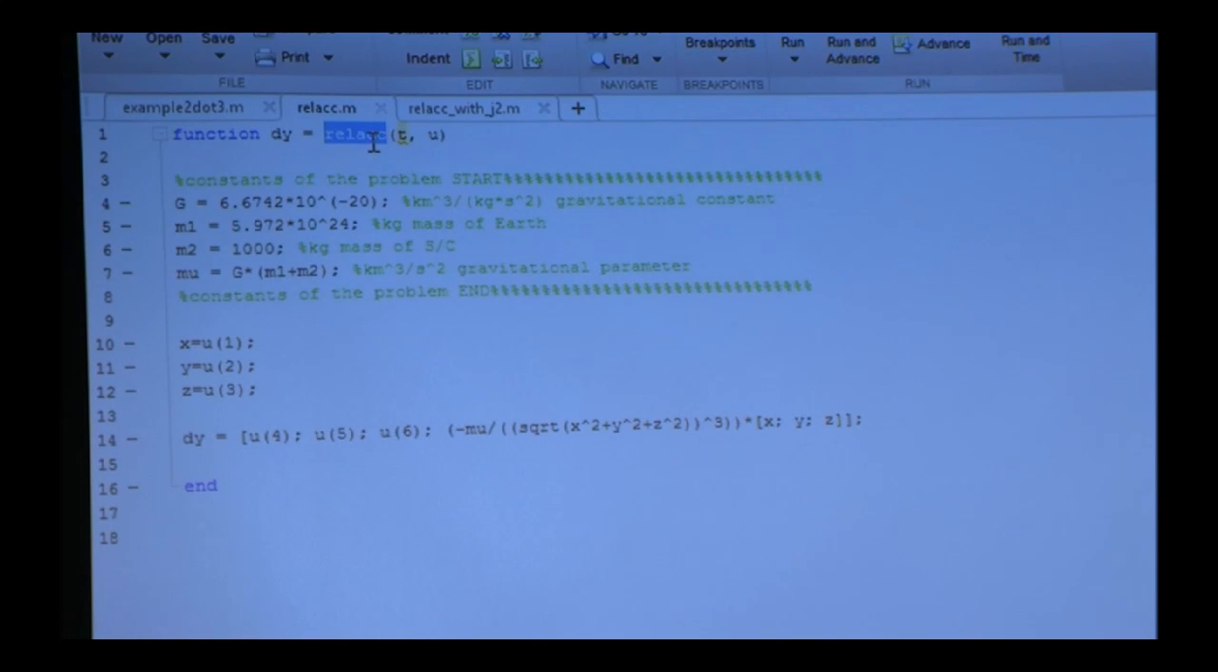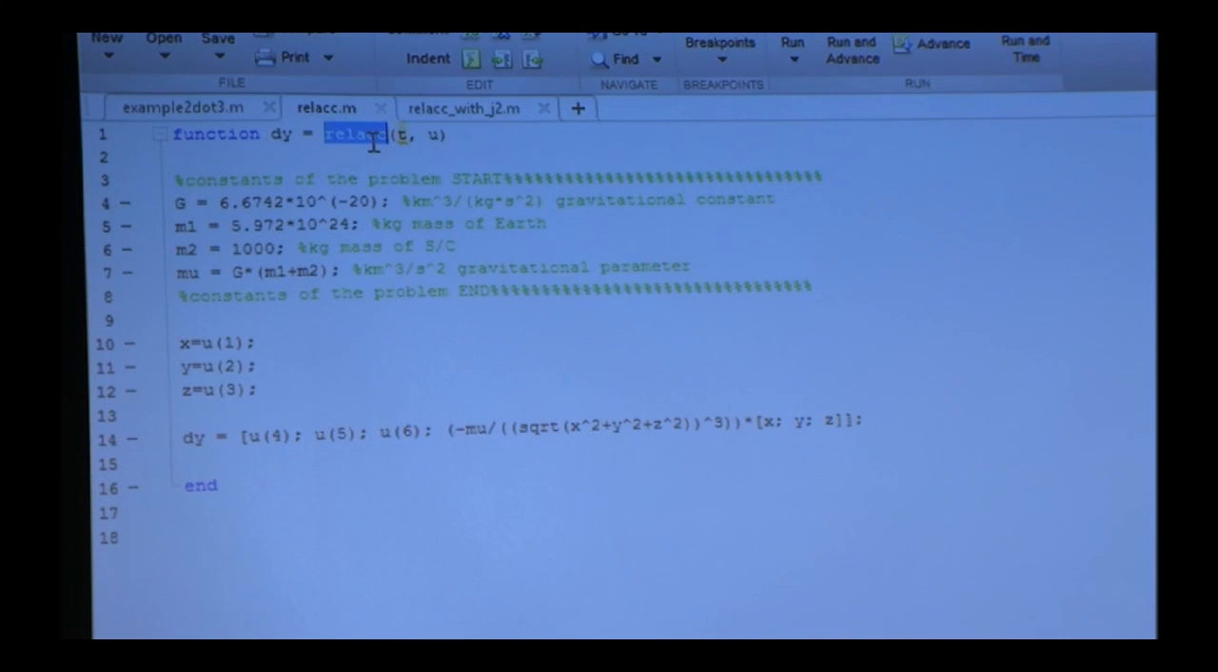Now these are all constants. The G that we've seen last time. M1 is the mass of the Earth I found in the book. So you can see it's 10 to the 24th kilograms. That's your satellite, 1,000 kilograms. Mu is G times M1 plus M2.